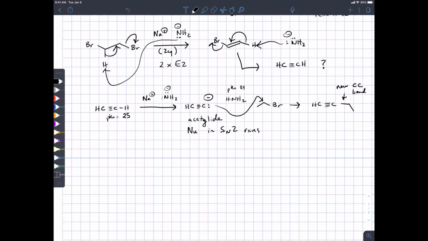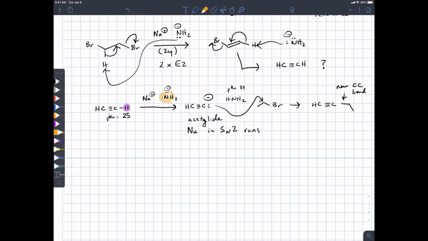Sure. Okay, sorry, so this is when you react it with a nucleophile that has a conjugate acid of pKa 25, or the alkyne itself has a conjugate acid of pKa 25? Yeah, let's be clear. The proton on this alkyne has a pKa of 25.